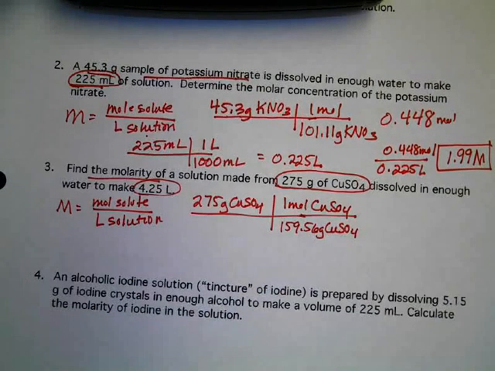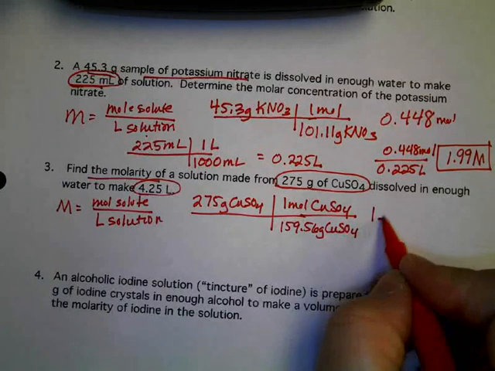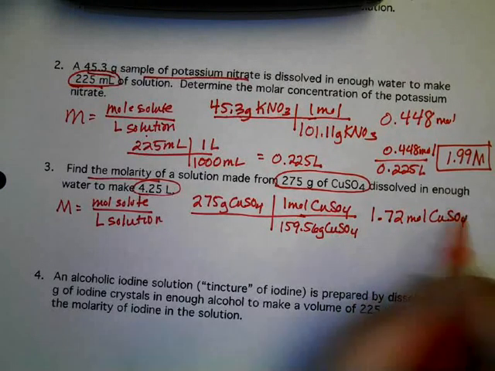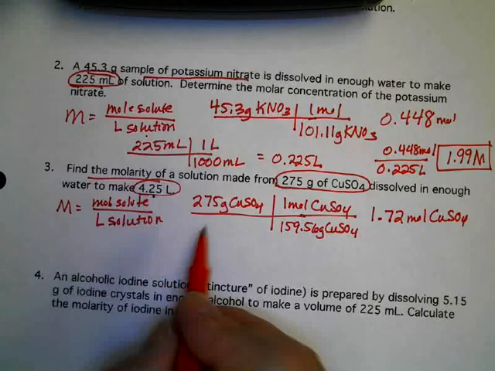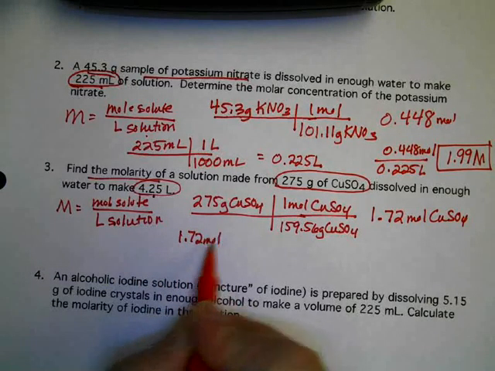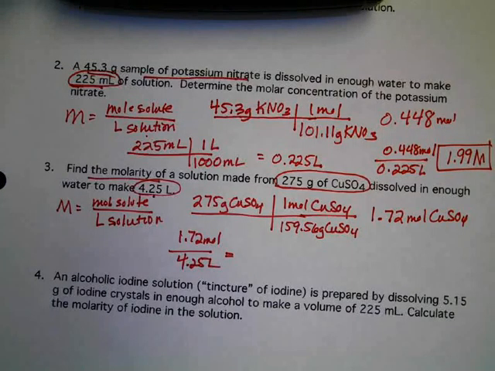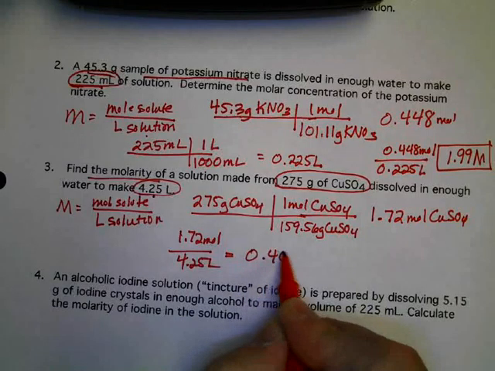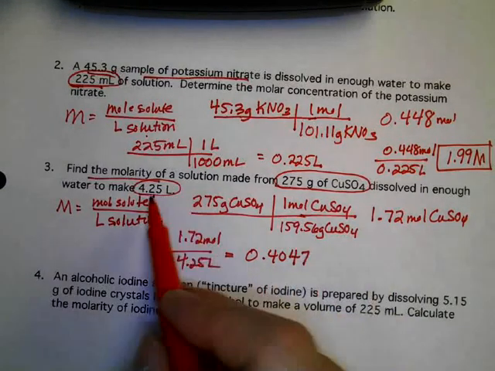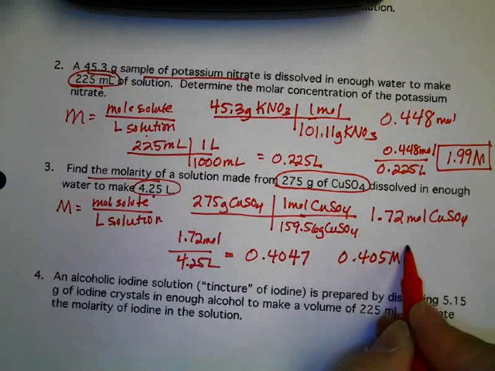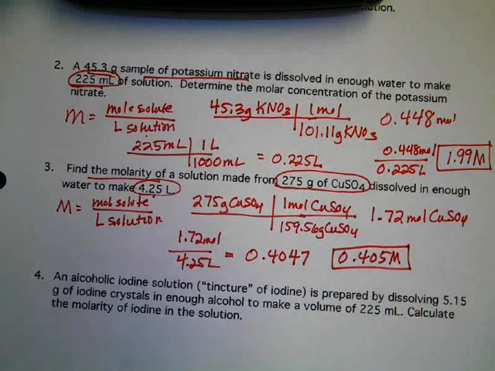275 divided by 159.56 is 1.72 moles of copper sulfate. And so again, I'm going to put moles over liters. The liters were in the problem, so 1.72 moles divided by 4.25 liters, and I'm going to get my molarity. 1.72 divided by 4.25 gives me 0.405 molarity. Okay, just keep going.